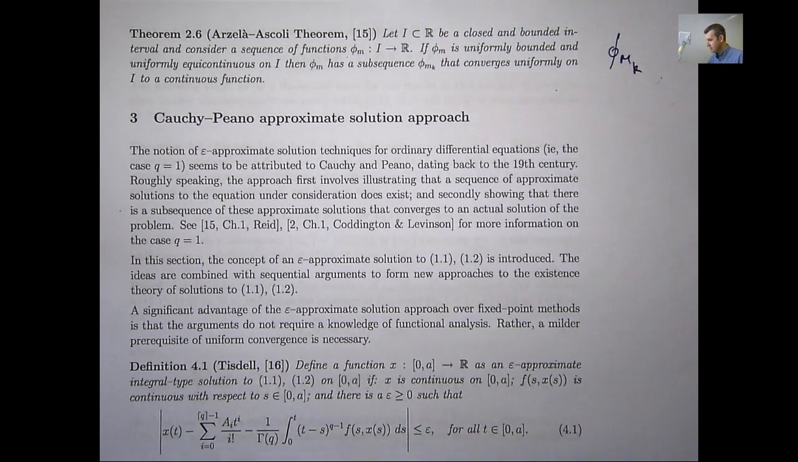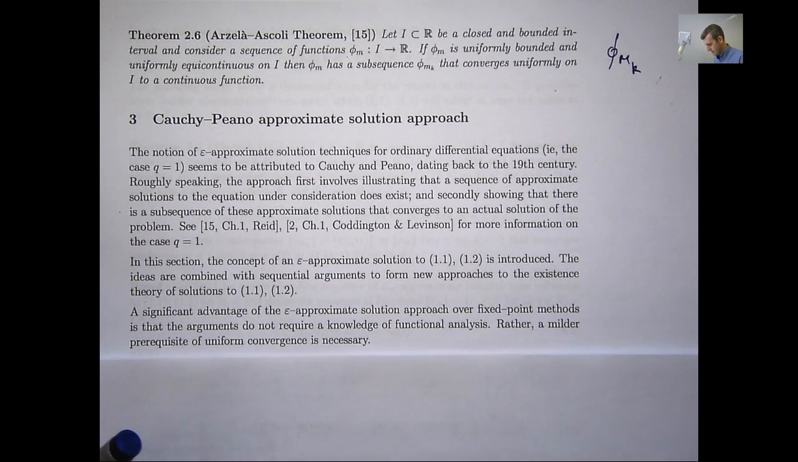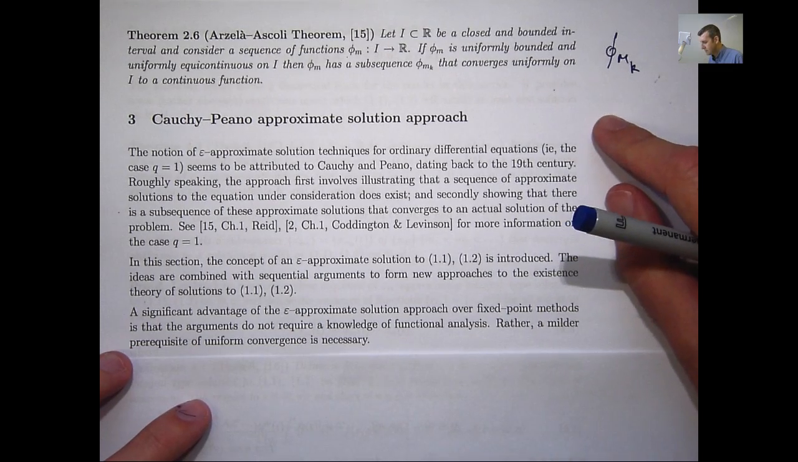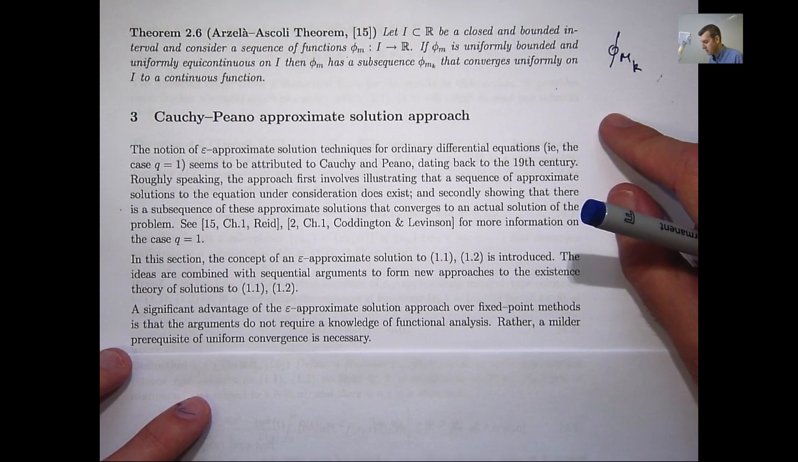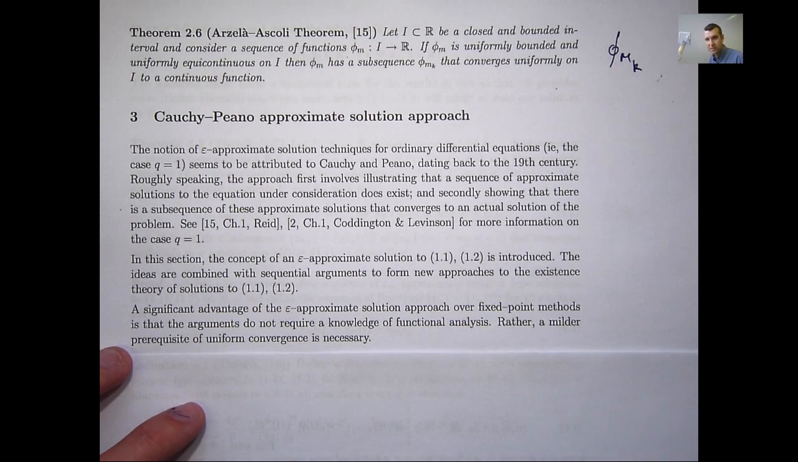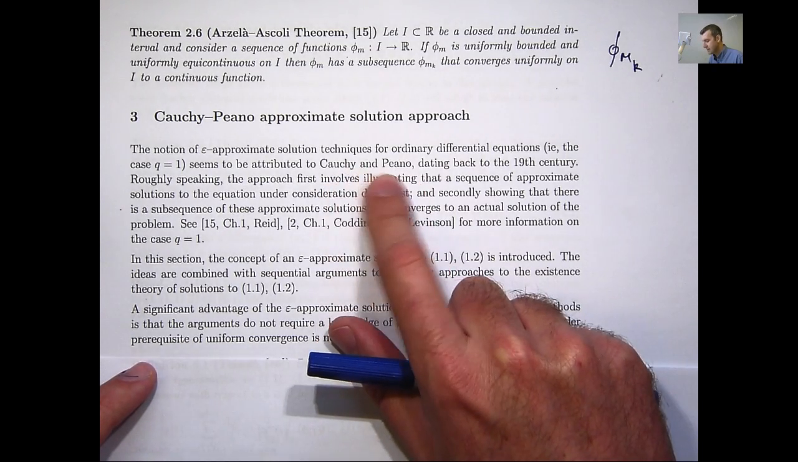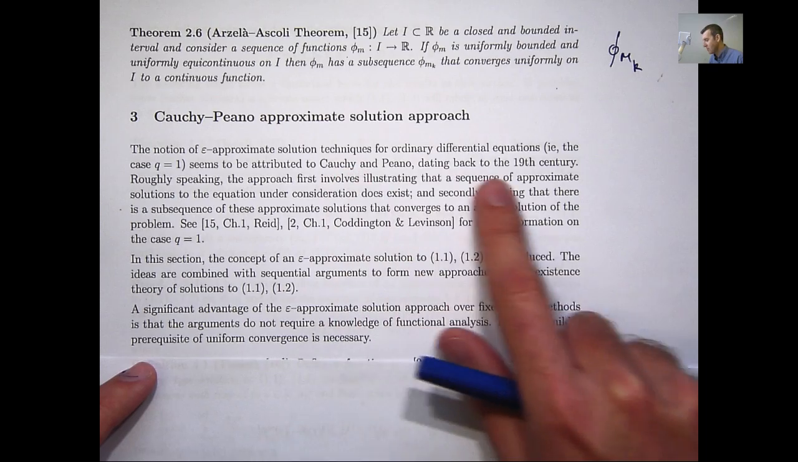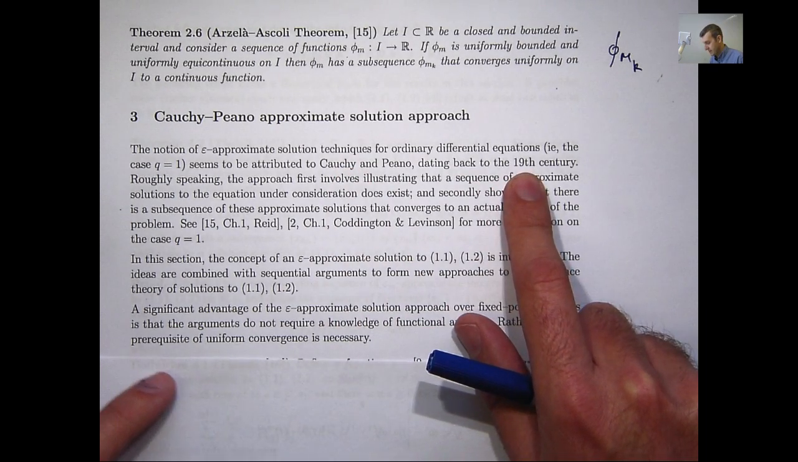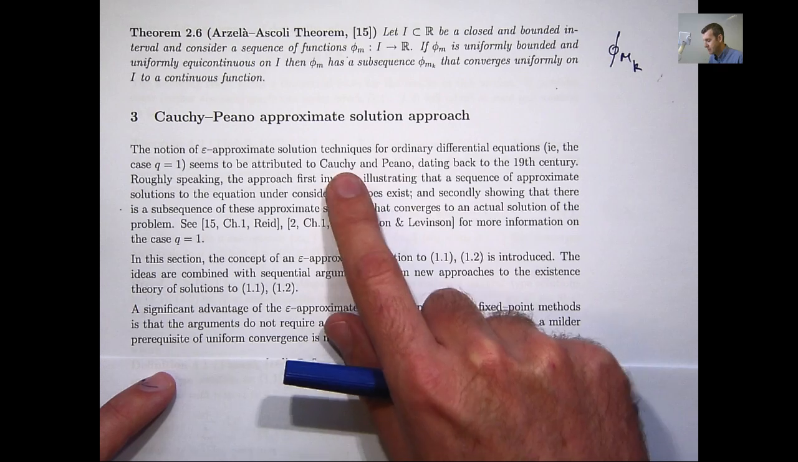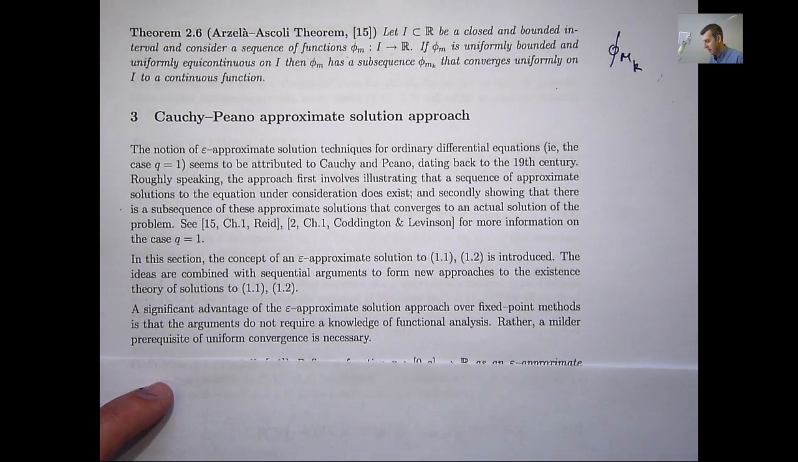Okay, well, let's look at the main results. In this section, I'm going to define what I mean by an approximate solution to the general initial value problem 1.1, 1.2. And the work is based on ideas from Cauchy and Peano, and their investigations go back to the 19th century. Okay, so for the case Q equals 1, Cauchy and Peano were the real innovators.